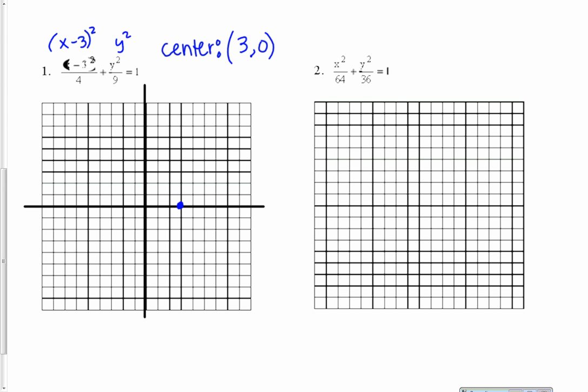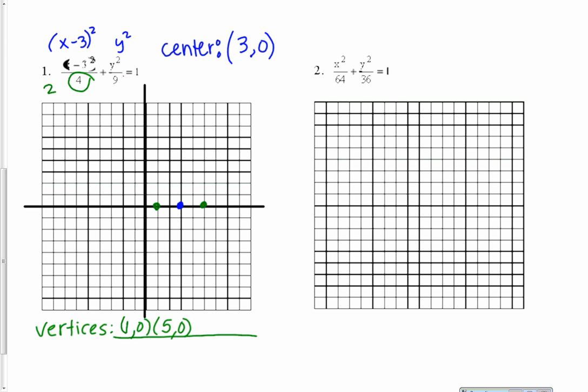Then I'm going to decide where I stretched. The number underneath the x is like the x radius squared. So my x radius would be a 2. And from my center, I'd count 2 left and 2 right, and I'd plot those 2 points. Those 2 points are called vertices. So I would normally have a list where you would write down what they were. So that's (1, 0) and (5, 0), two of the vertices.